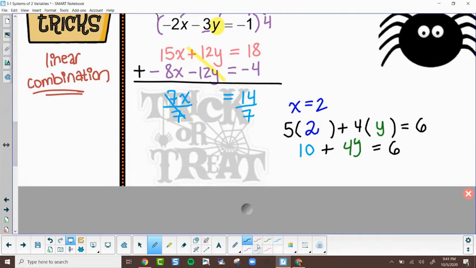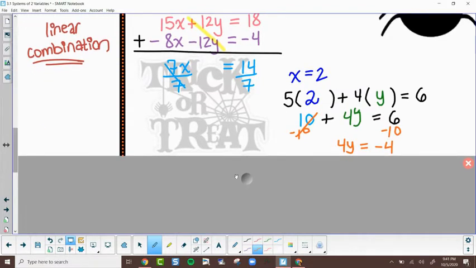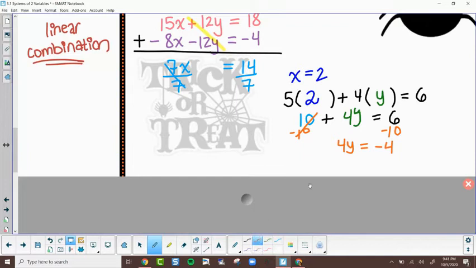All right, not too bad. Move a couple numbers over. Subtract 10, keep things nice and balanced. So I've got 4y here, negative 4, final answer. Y should be -1.